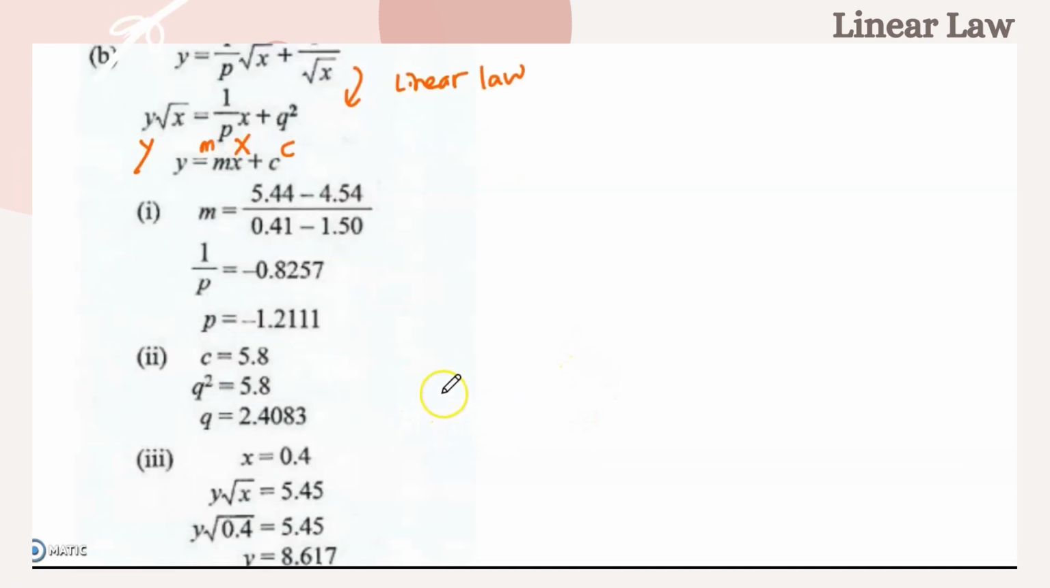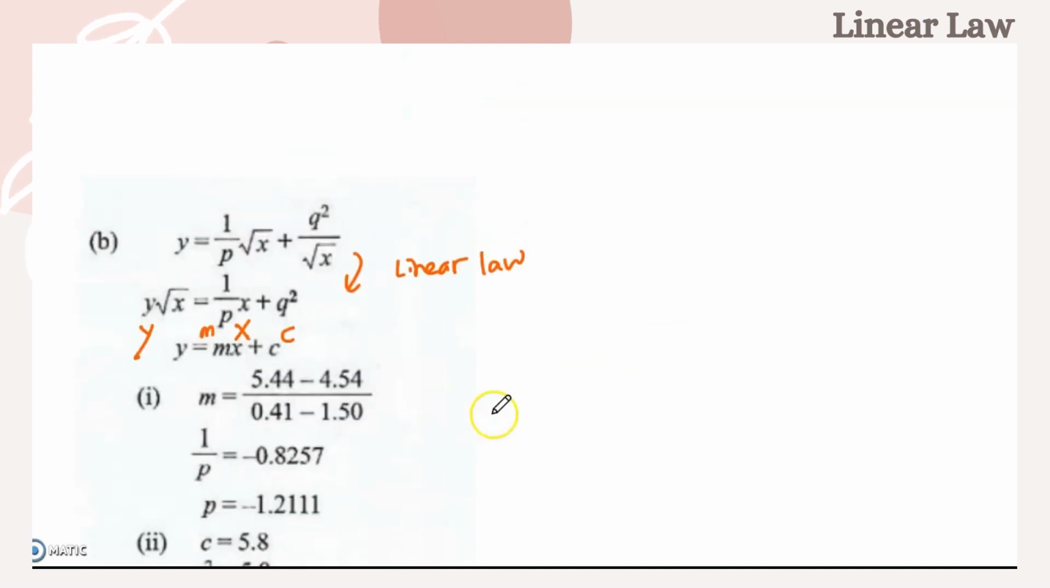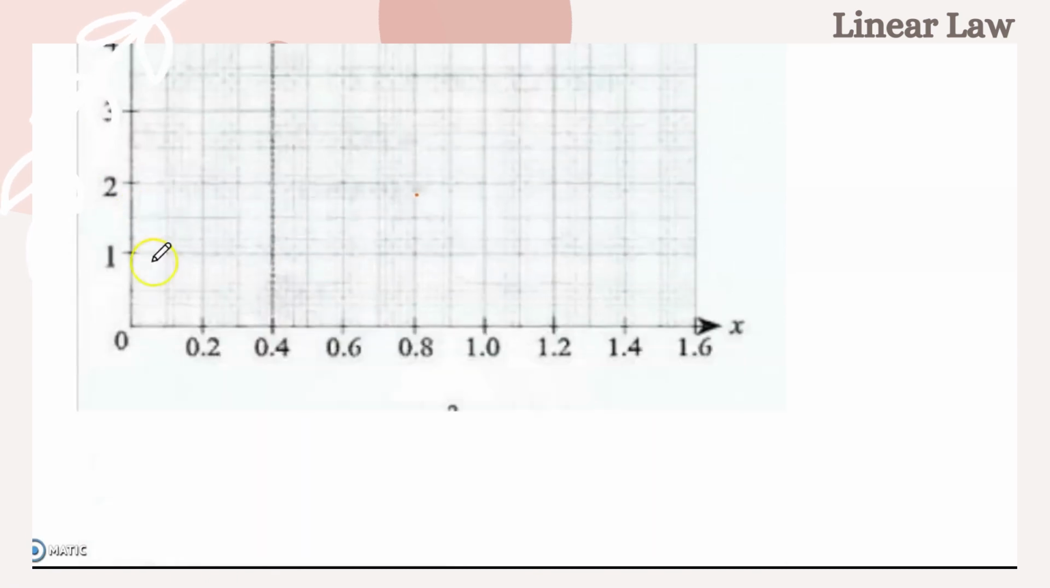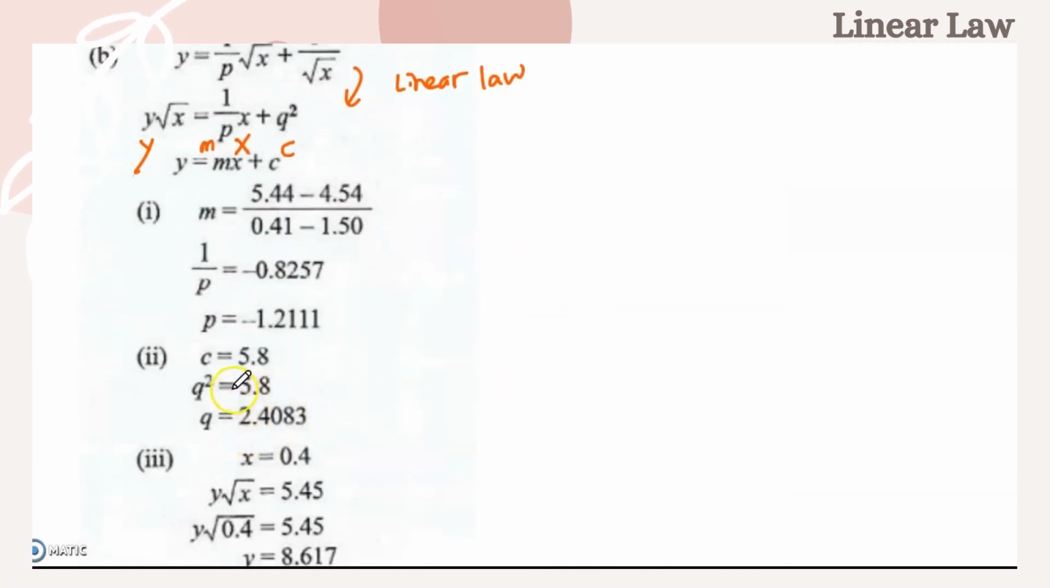Next is the value for c. You can get c from the value of q. q squared is equal to the y-intercept. That's why I advise you to draw the graph joining the points until it touches the y-axis, since we can get the value of the y-intercept here. So we take it is about 5.8, and then we equate to q squared, and we square root it, so we get the value for q is 2.4083.